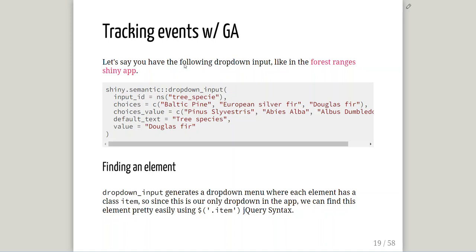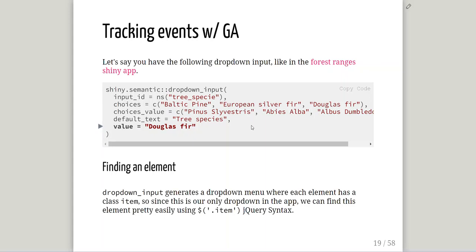Let's say that you have the following drop-down input. And this input actually exists. It's from the Forest Rangers Shiny app that our friends at Epsilon created. Basically, you give it an ID, and you say, I want these to be my choices. That's what the user sees. However, the values in the background are actually the scientific names of those trees. The default text is just going to say tree species, and the initial value would be Douglas fir.